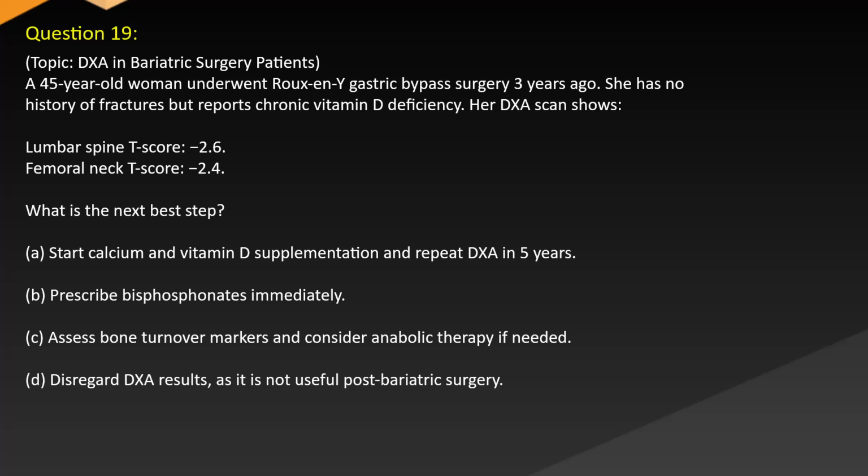Her DSA scan shows lumbar spine T-score, negative 2.6. Femoral neck T-score, negative 2.4. What is the next best step? A. Start calcium and vitamin D supplementation and repeat DSA in 5 years. B. Prescribe bisphosphonates immediately. C. Assess bone turnover markers and consider anabolic therapy if needed. D. Disregard DSA results as it is not useful post-bariatric surgery.